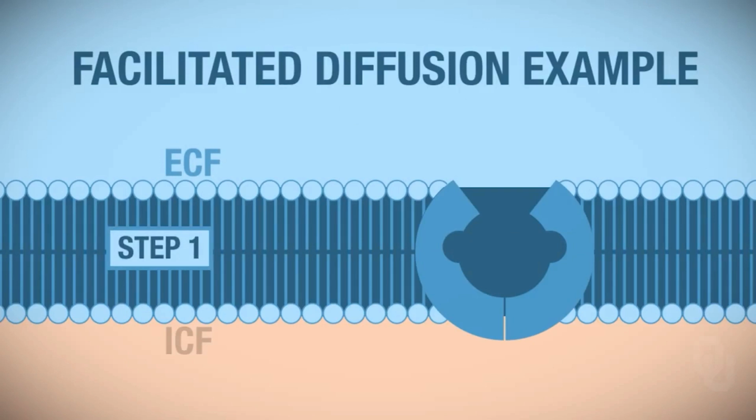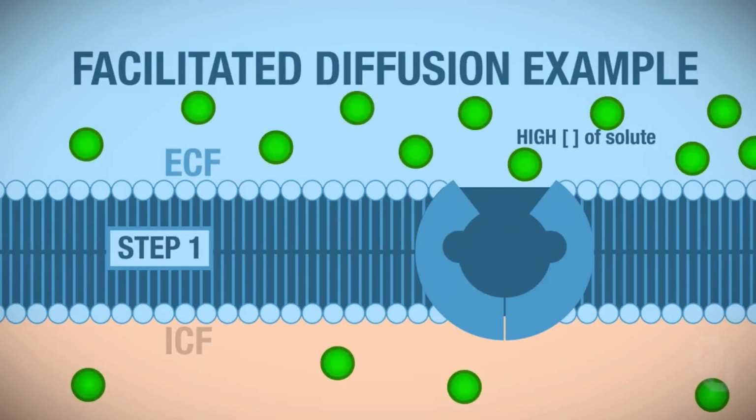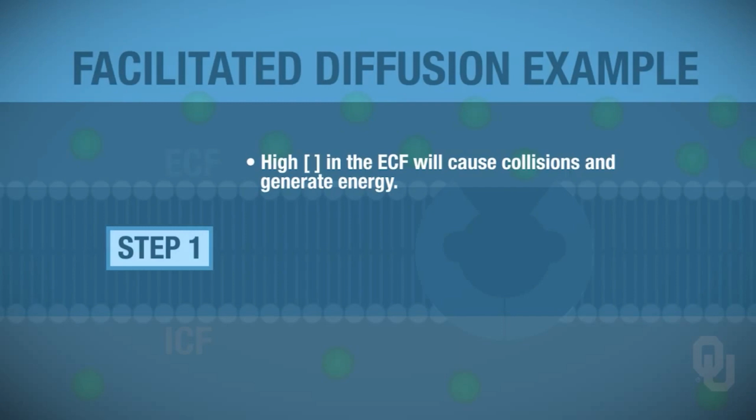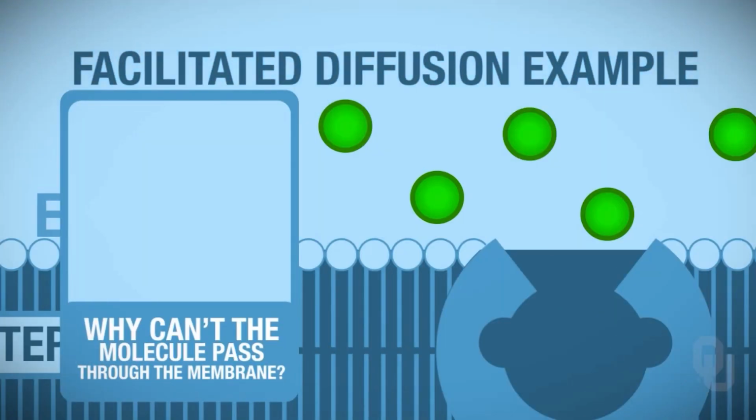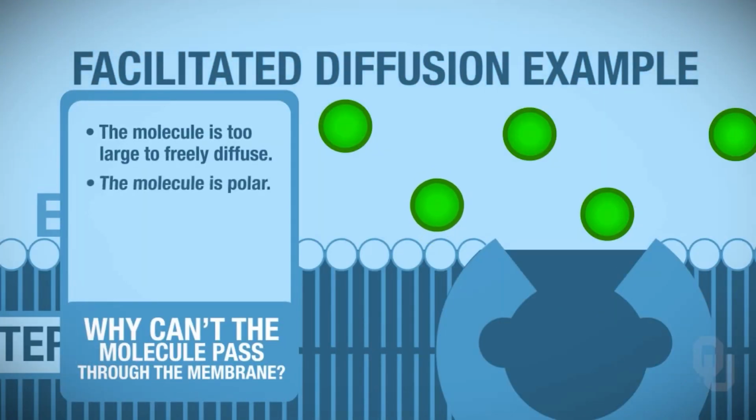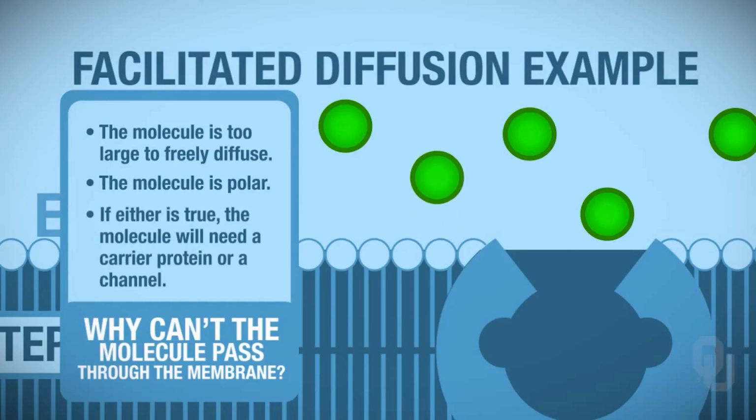So step one, first step. First, we have the solutes scattered at the ECF and the ICF. What do you notice? Higher concentration at the ECF and lower concentration at the ICF. So how will we predict the movement? Again, we say diffusion from higher concentration to lower concentration. So the high concentration in the ECF will cause collisions and generate energy. This energy will drive that molecule to pass through that membrane. But the molecule is too large to freely diffuse. So the molecule maybe is polar.